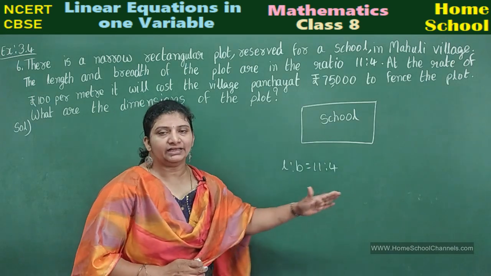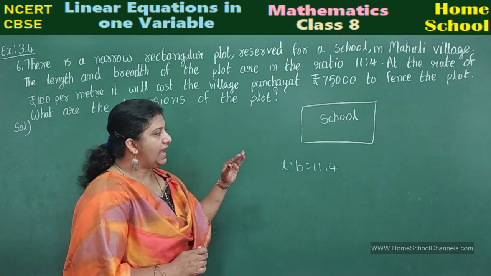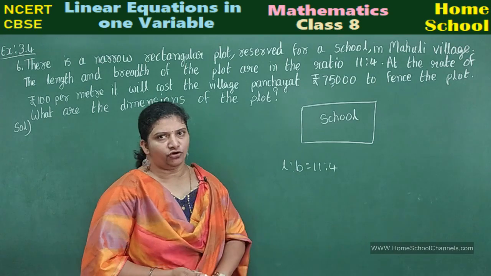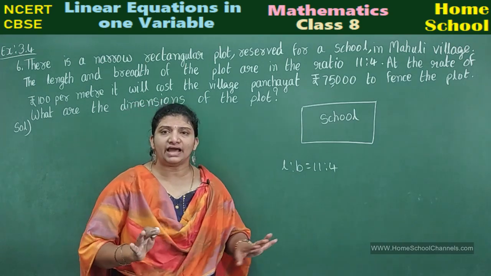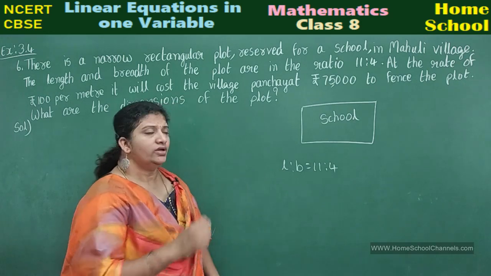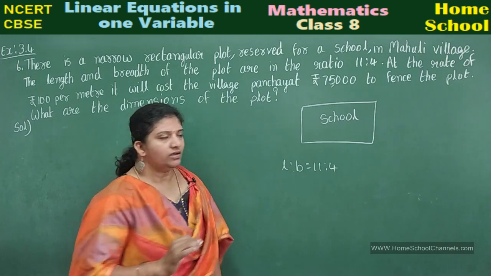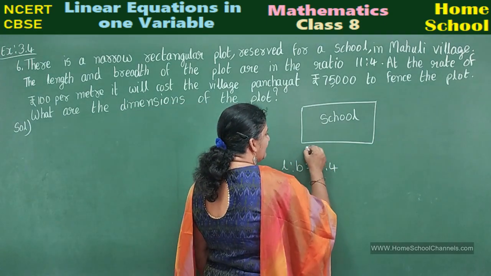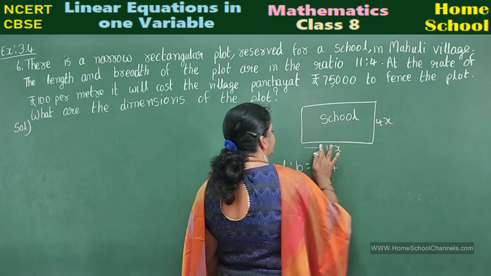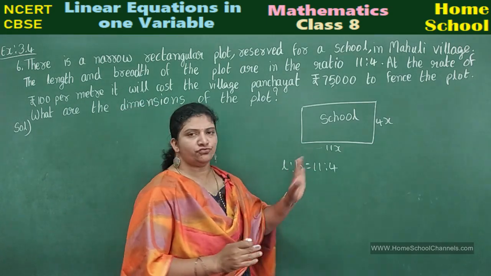There is a rectangular plot which is reserved for a school. Their length and breadth are in the ratio 11:4. We don't know the exact dimensions. So when a ratio is given, what we need to do? We need to multiply it with a variable. This is the length, right? 11x. Breadth 4x.